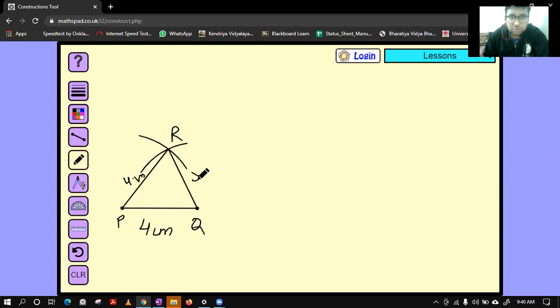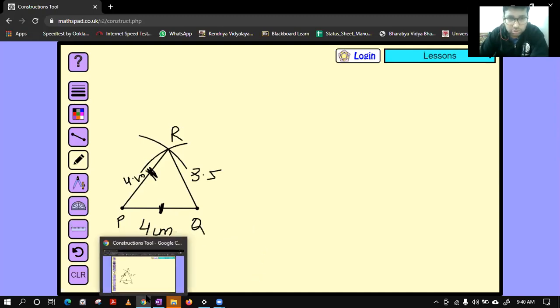and this is 3.5. So these two sides are equal. If you know, we have used the dash symbol to show that these two are equal, and this is the required triangle. And with that, this question is done. I hope there are no doubts in this.